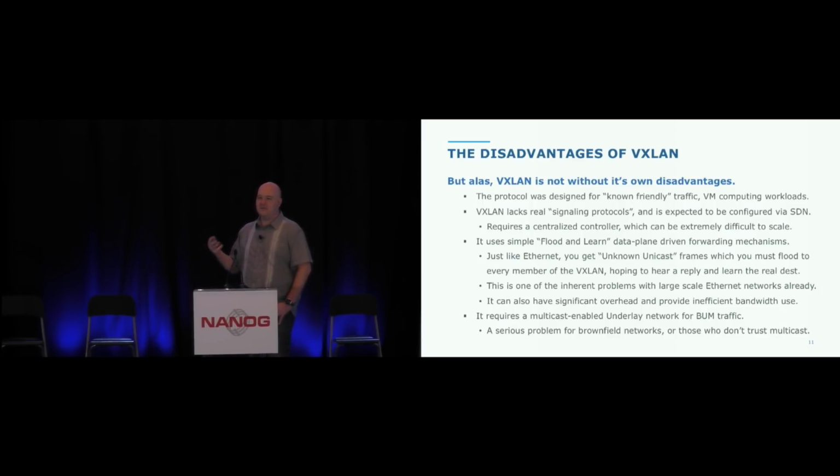You can incur some significant overhead trying to figure this out, even assuming that you are able to figure everything out perfectly, correctly. It creates real problems. The other major problem with VXLAN is it assumes that you will have a multicast-enabled underlay to handle that BUM traffic. That's a pretty serious problem for any kind of brownfield network, anyone who's taking an existing deployment and trying to roll this out, or pretty much anyone who doesn't trust multicast. And where I come from, that should be everyone.